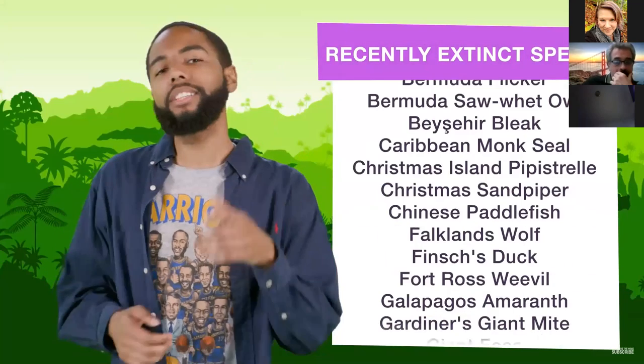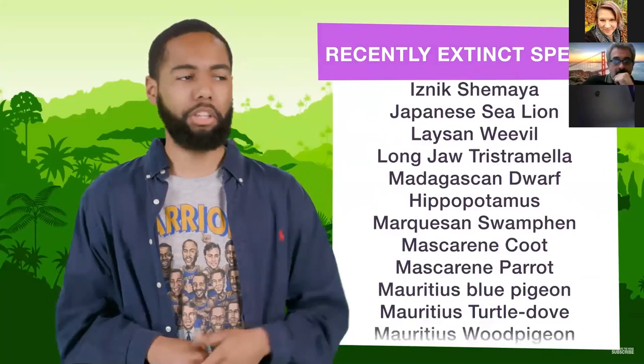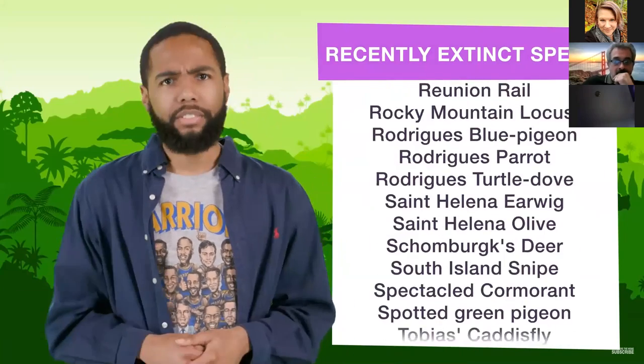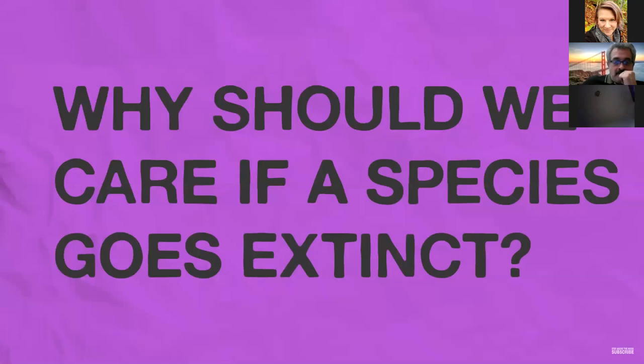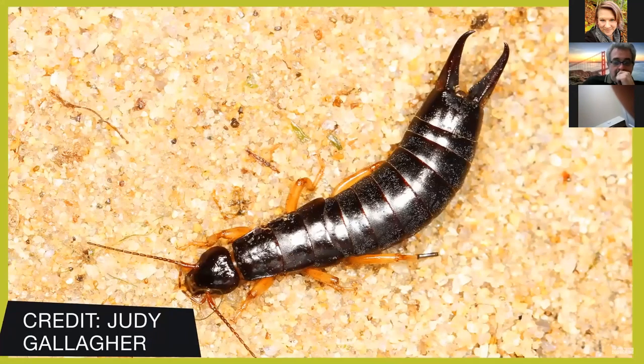Check out this giant list of extinct species, like the Caribbean monk seal, the Yangtze River dolphin, and the St. Helena earwig. So why should we care if a species goes extinct? I mean, does anyone really miss the St. Helena earwig? Wait, what is it? What's an earwig, Lauren? Oh, that?